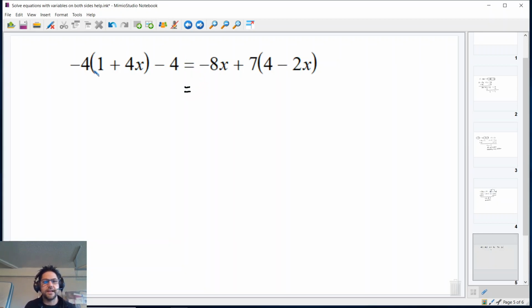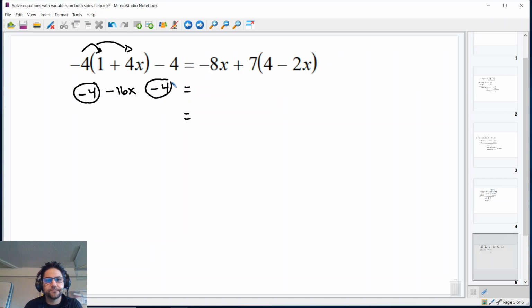Let's start on the left side. Let's see. Negative 4 times 1, negative 4. Negative 4 times 4x, negative 16x, and then negative 4 here. Okay, I can go ahead and finish this left side. Some students like doing that. So I'm going to go ahead and box, circle, triangle my like terms. Negative 16 stays the same.